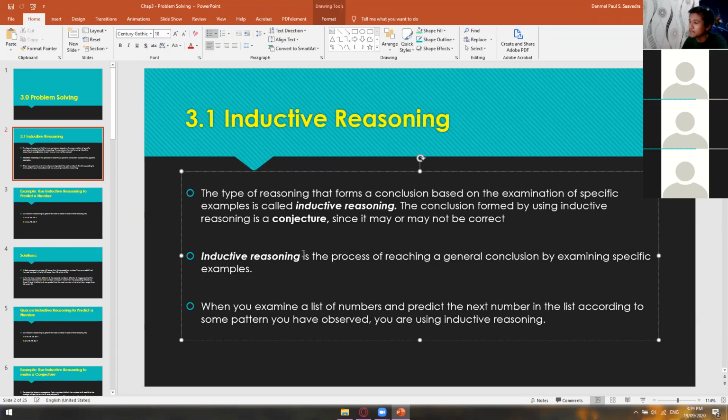Okay, so in other words, inductive reasoning is the process of reaching a general conclusion. Hindi man tayo aware, kasama ako doon, araw-araw, lagi natin ginagamit or pinapagana itong inductive reasoning natin. Lahat ng bagay meron tayong assumption, lahat ng bagay meron tayong conclusion, by examining specific examples. So when you examine a list of numbers and predict the next number in the list according to some pattern you have observed, you are using inductive reasoning. So this is one example. Like, kagaya nga ng sabi ko sa topic 1, lahat ng bagay is may pattern. Alam mo na kung anong susunod. May mga ganun bagay.